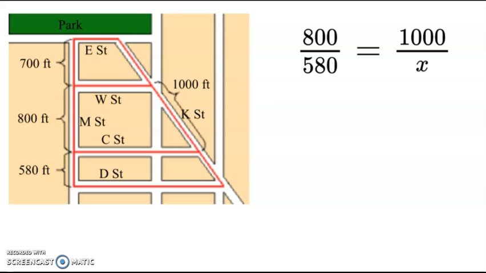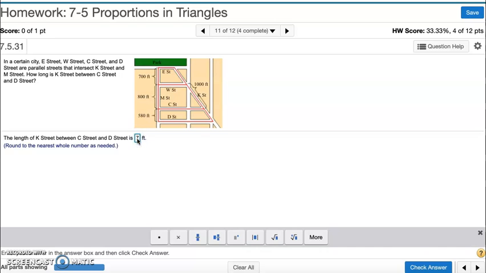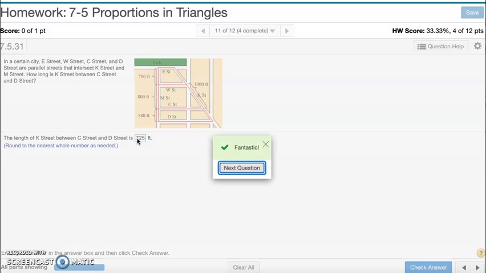Now we cross multiply. 800x equals 580,000. Divide both sides by 800, and we get that piece is 725 feet. So let's type that in. Typing in 725. That's the answer for number 11.